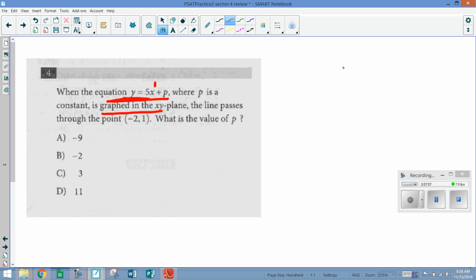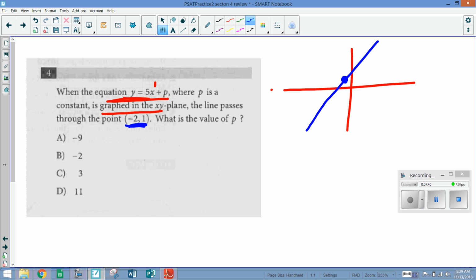I'm just trying to visualize for you guys. 5x, slope is 5, it's going to be pretty steep. But I don't know if p is positive or negative. It could cross here or here, I'm just doing this roughly. But what I know is this line is passing through this point, x equals -2 and y is 1. X equals -2, y is 1. So that point is on the line.